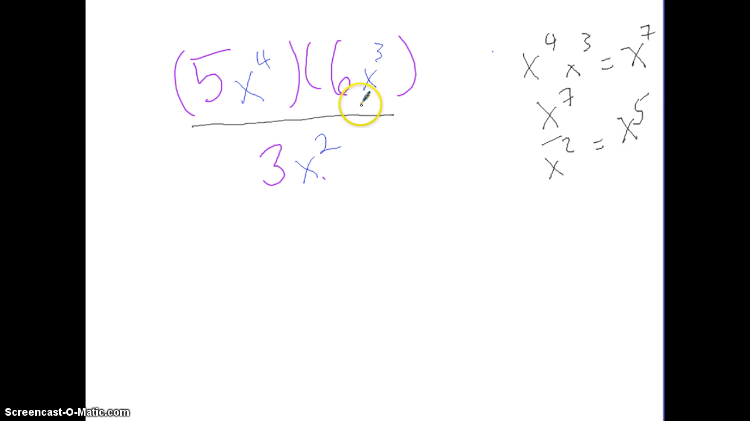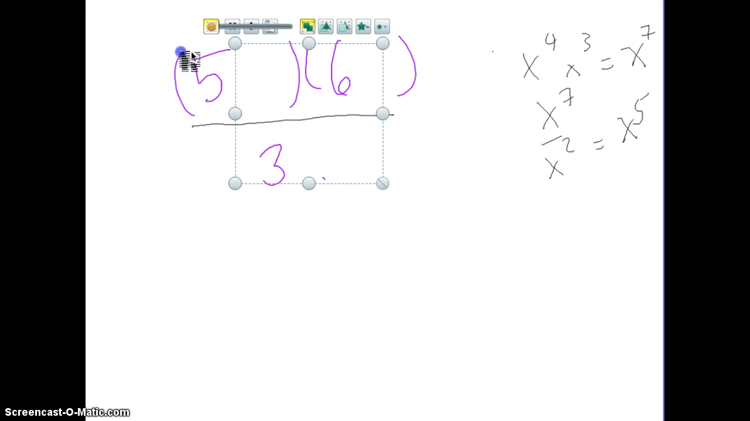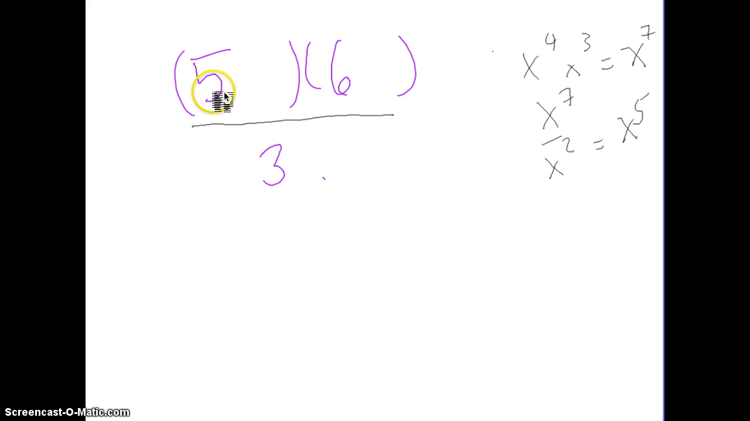But I've also got these numbers here. My very strong suggestion is to just treat the numbers separately from the x's. So I'm just going to pretend that the x's aren't even there for right now. So all I've got is 5 times 6 divided by 3. So I'm going to do the numbers, and then I'm going to do the rules of exponents.